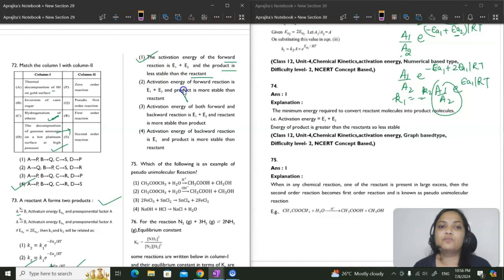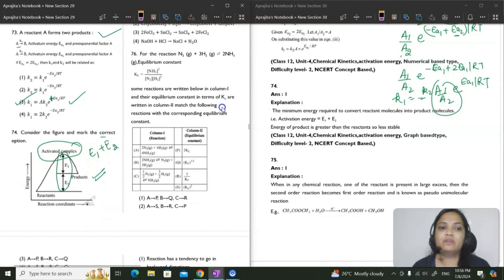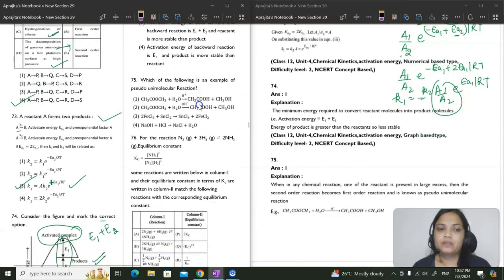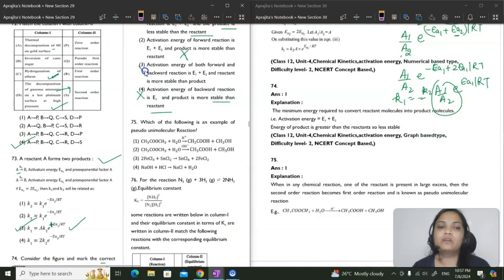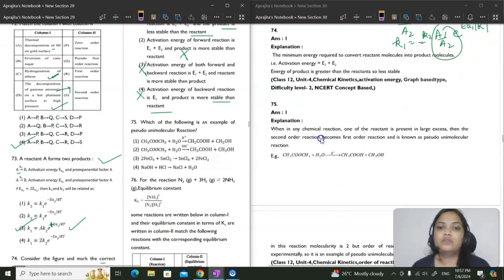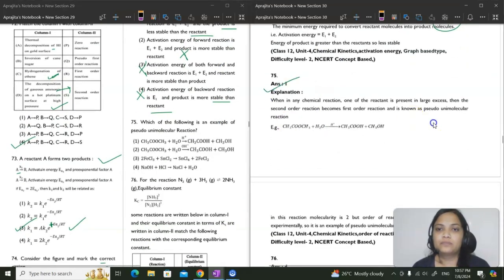Second statement is wrong. Product is more stable, that is wrong. Activation energy for both forward and backward reaction is E1 plus E2? No, for the forward reaction it is E1 plus E2, for the backward reaction it is just E1. It is not E1 plus E2. So it is just E1, and product is more stable than the reactant, that is again not true. So these statements are not true. Only true statement is the first one. So the answer is option A.